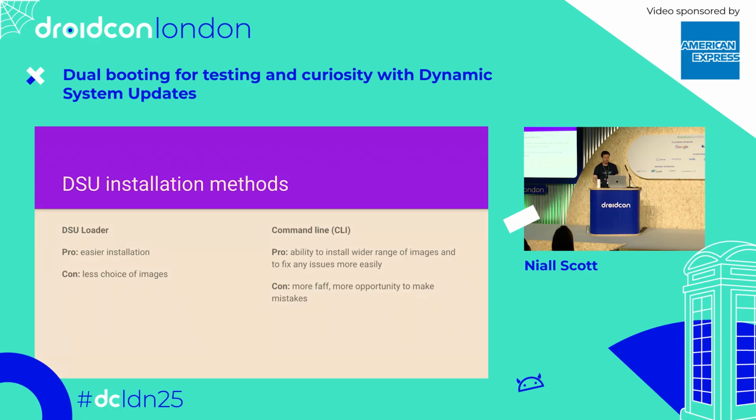So naturally, the UI is easier to use and less opportunity to make mistakes, but you're limited to a small number of guest system images provided by Google. If your needs are simple, then use the DSU loader's images provided by Google, because they're probably fine for your needs. However, if you have particular requirements, for example, if you need to use an image that's not provided by Google, use the command line. Either way, you'll probably need to use the command line to prepare the device for using DSUs.